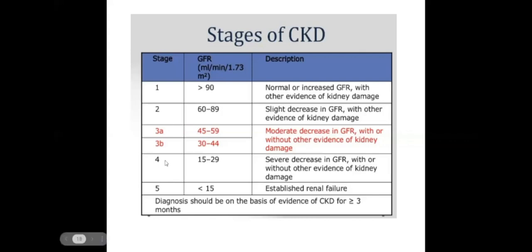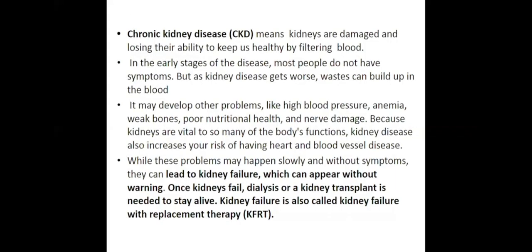And in stage 4, the GFR decreases to 15 to 29 ml per minute, so it should be between 15 and 29 ml per minute, with a severe decrease in GFR with or without other evidence of kidney damage. If the stage is 5, the GFR is below 15 ml per minute, and it is established renal failure. It means the disease is no more reversible and the person requires renal replacement therapy.